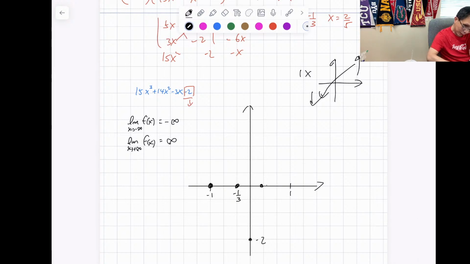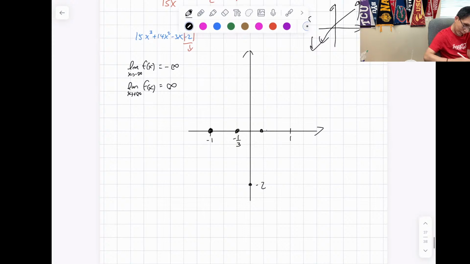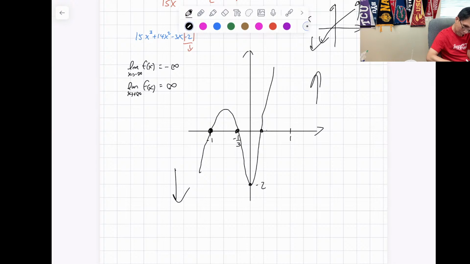So the graph is going to go through. Because the factors are all single multiplicity, it's going to go through. This side's down, this side's up. And this will be a function.